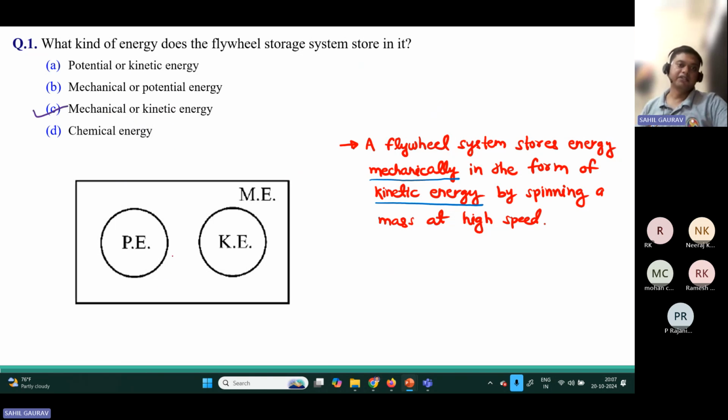and this is a Venn diagram. So mechanical energy is either the sum of potential energy and kinetic energy, or it is only kinetic energy or only potential energy. So there can be many things. So this is the Venn diagram for the mechanical energy, kinetic energy, and potential energy.